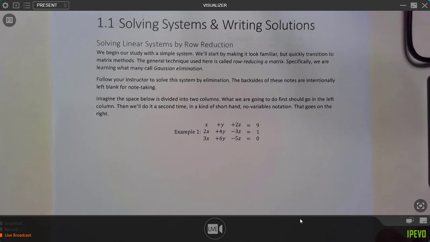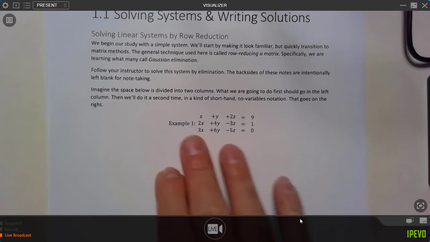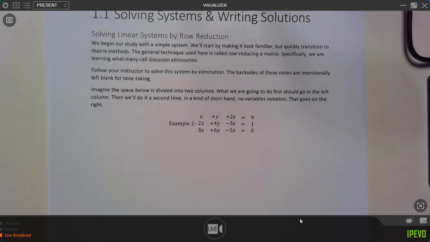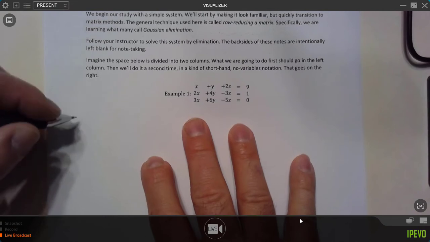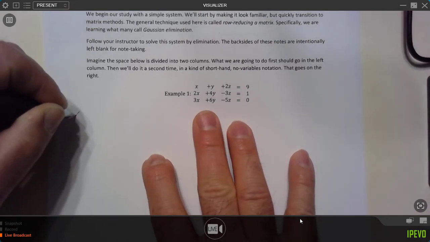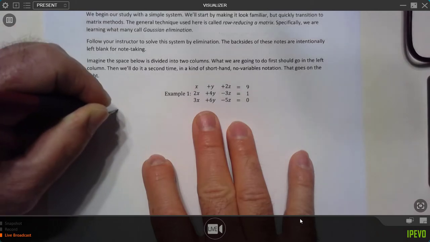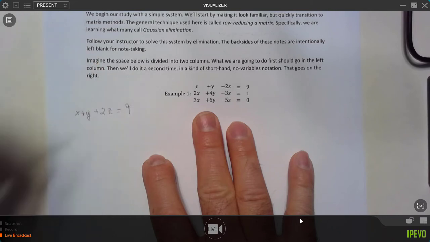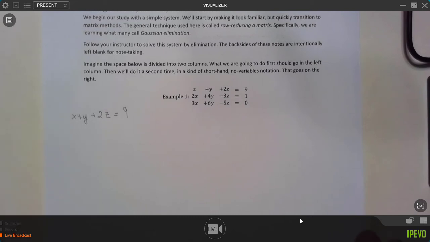Okay, so this lesson is on solving systems and writing solutions. And what I want to do here is to take this system of equations and solve it in a way that looks a lot like you might have done in high school. And so what I'm going to do is just copy this out right here. And we're going to be writing things in a different way soon enough so that it really won't look much like this at all. But this is a way to get started, and then I'm going to show you how this is reflected in another way we might work on this system of equations.